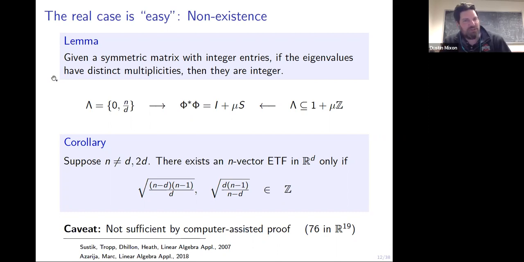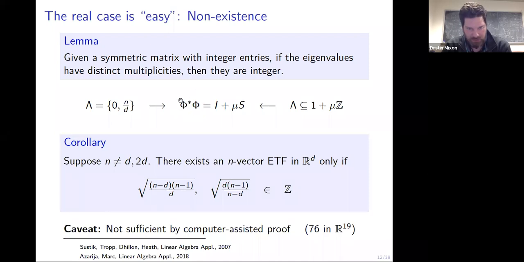So if you have a symmetric matrix with all integer entries, and the eigenvalues of this matrix have distinct multiplicities, then it turns out that the eigenvalues of your matrix are necessarily integers. Okay, so this is useful for coming up with linear algebra problems because you want the answers to come out as integers. So that's the reason there. In the context of real equiangular tight frames, we can establish that certain things that have no business being integers must be an integer in order for an ETF to exist.